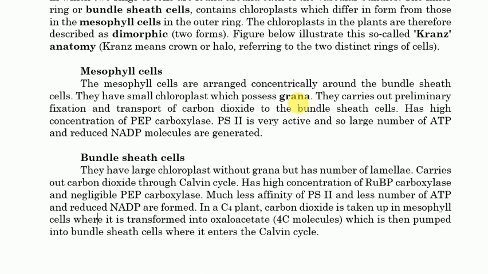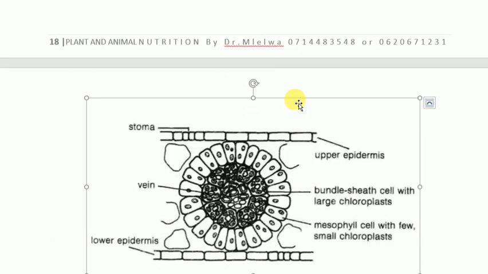In a C4 plant, carbon dioxide is taken up in a mesophyll cell, where it is transformed into oxaloacetate, that is a 4-carbon molecule, which is then pumped into the bundle sheath cells, where it enters the Calvin cycle.